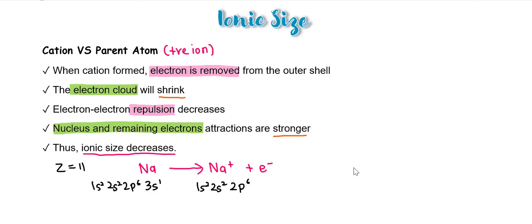So the size of sodium ion is much smaller than the size of its parent atom. So sodium dengan sodium ion ni, sodium lagi besar saiz dia berbanding dengan dia punya cation. So that one is for the cation.